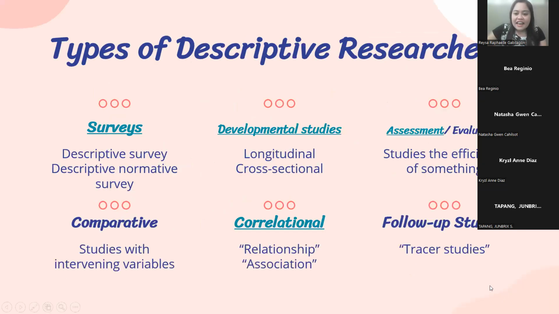Okay? And lastly, we have here follow-up studies or the tracer studies. From the name itself, follow-up studies, we do this if we want to follow up something. For example, we have many tracer studies in school. In tracer studies, we look for the graduates, for example graduates from 2019 to 2021. We look for them and then we follow up on them.